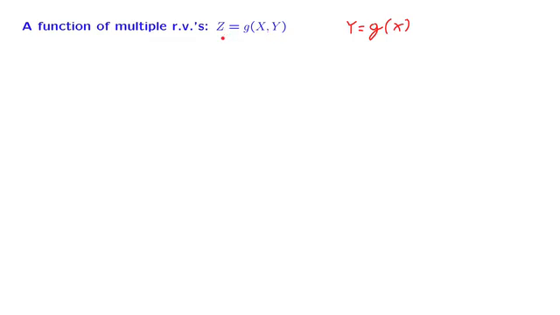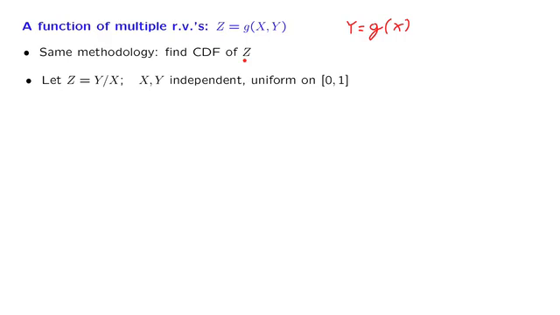The general methodology is exactly the same. We somehow calculate the CDF of the random variable z and then differentiate to find its PDF. Let us illustrate this methodology with a simple example. So suppose that x and y are independent random variables and each one of them is uniform on the unit interval. So their joint distribution is going to be a uniform PDF on the unit square. We are interested in the random variable, which is defined as the ratio of y divided by x.